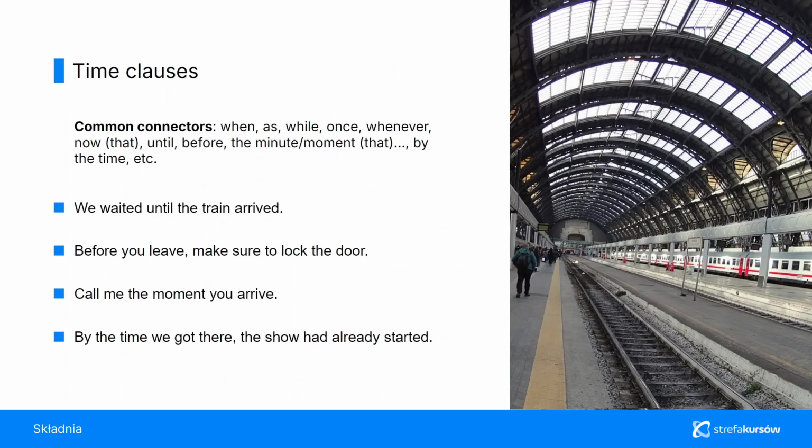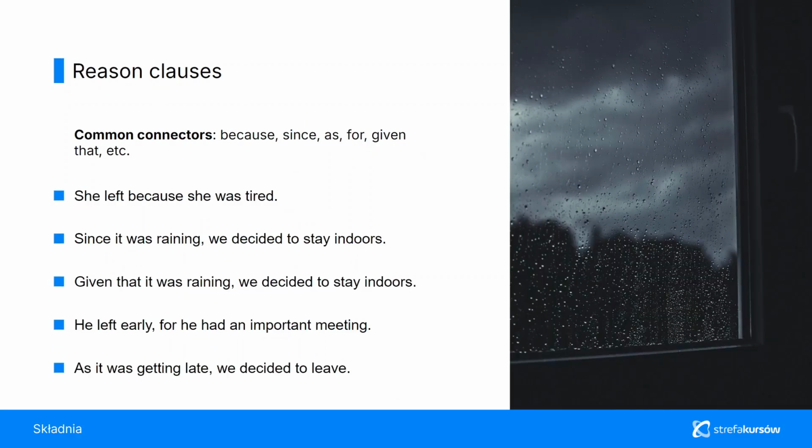First of all, time clauses provide information about when something happens. Very common connectors are when, as, while, once, whenever, and so on. As you can see here, a couple of examples. Before you leave, make sure to lock the door. As you can see, we wouldn't be able to say just before you leave without any other context. This part of the sentence cannot stand alone. Call me the moment you arrive. Or by the time we got there, the show had already started.